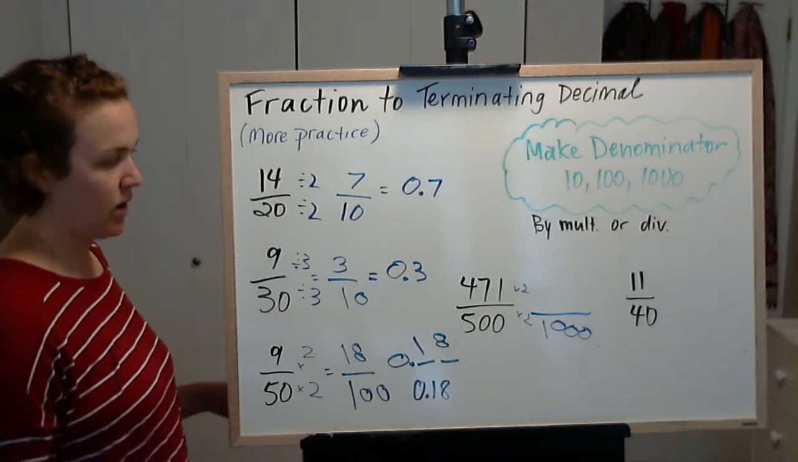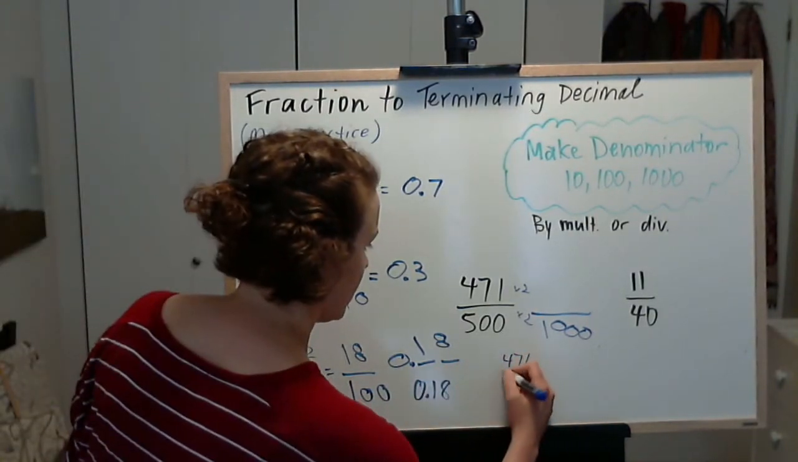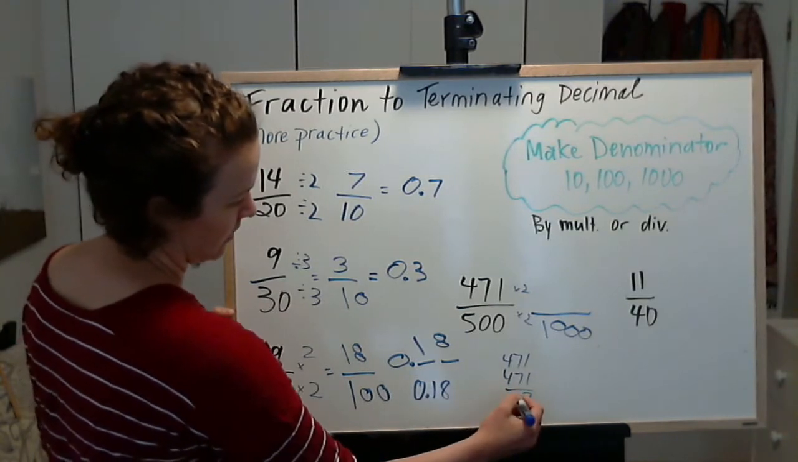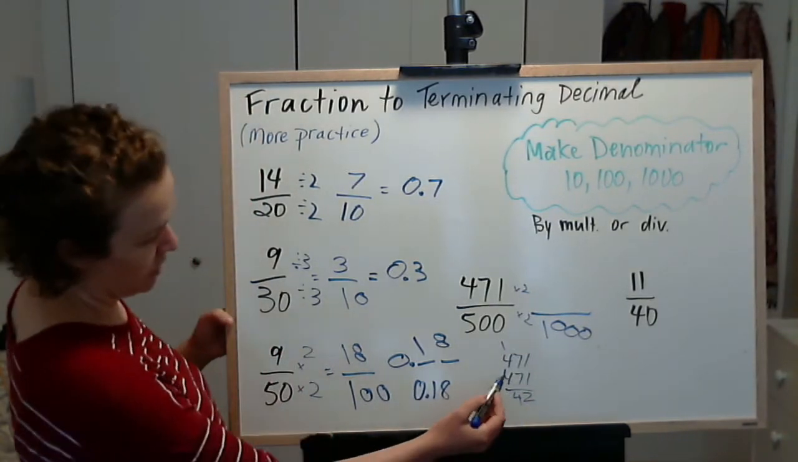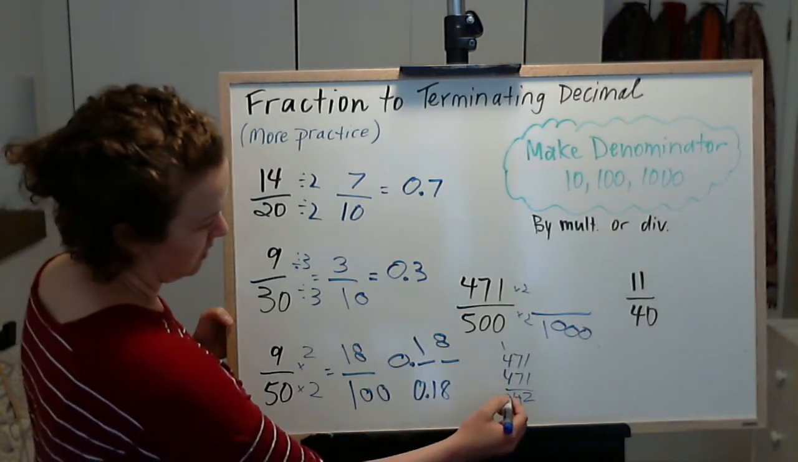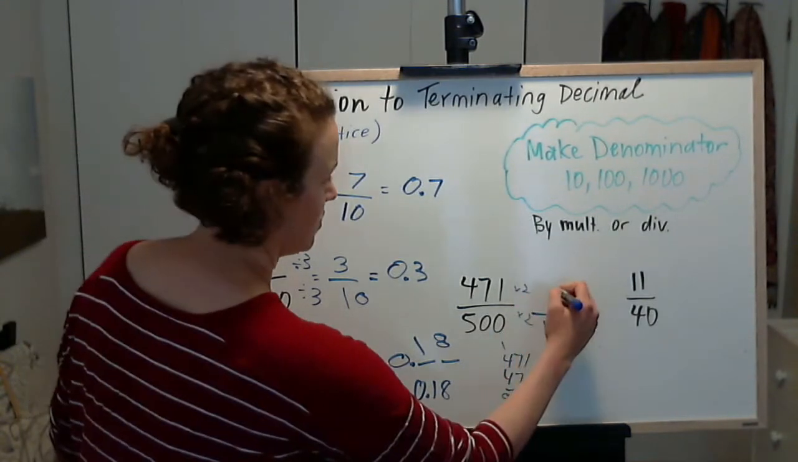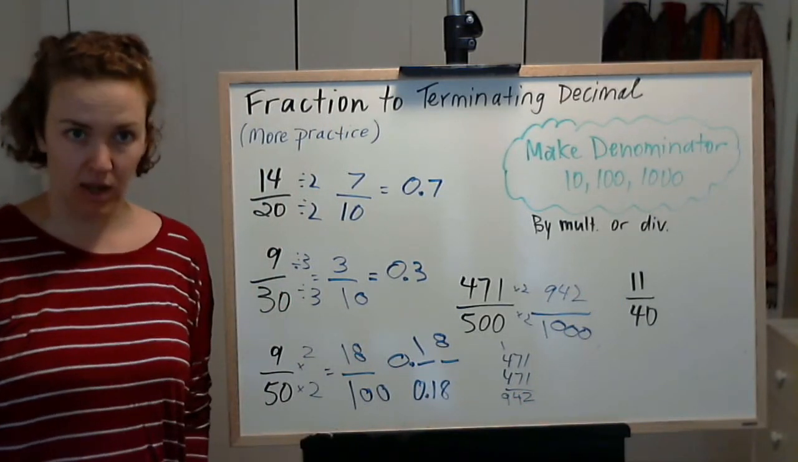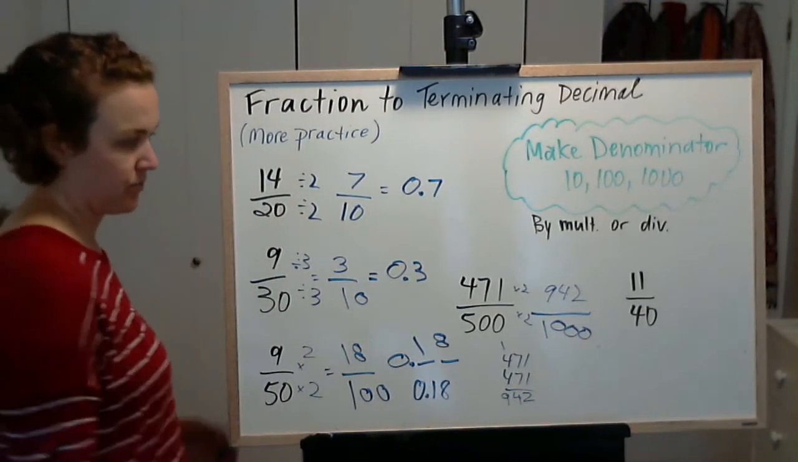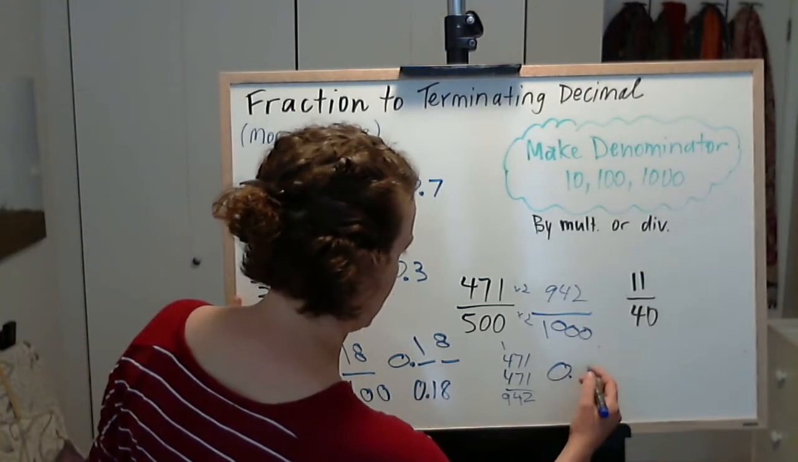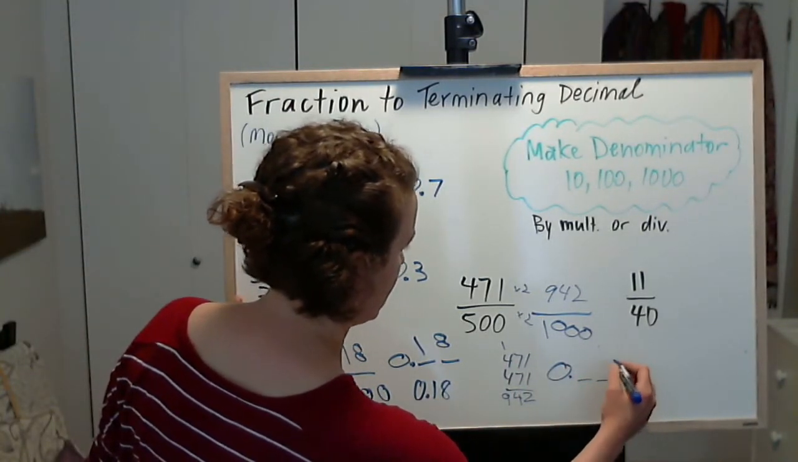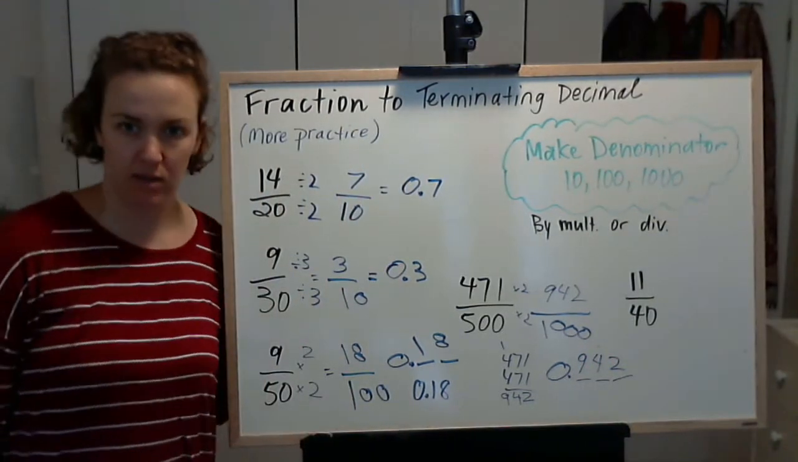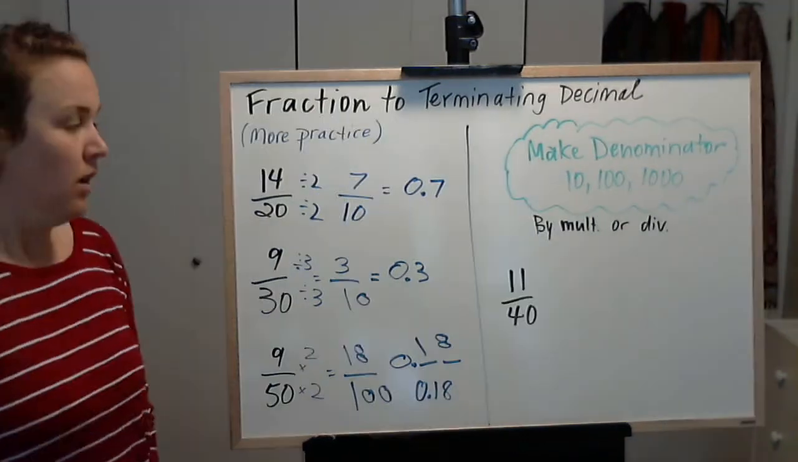And 471, I'm just going to add it to itself instead of multiplying by 2. 1 plus 1 is 2. 7 and 7 is 14. Carry the 1. 9. 942. So 942 thousandths, how would you write that as a decimal? Tenths, hundredths, thousandths. And it looks like that, 942 thousandths.